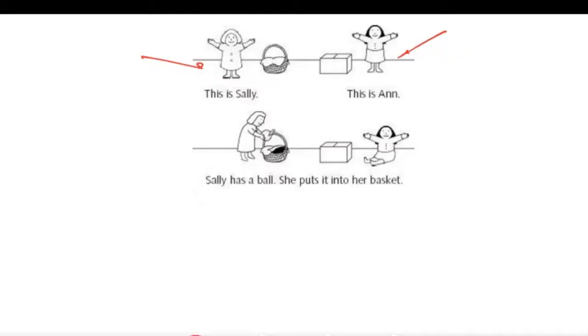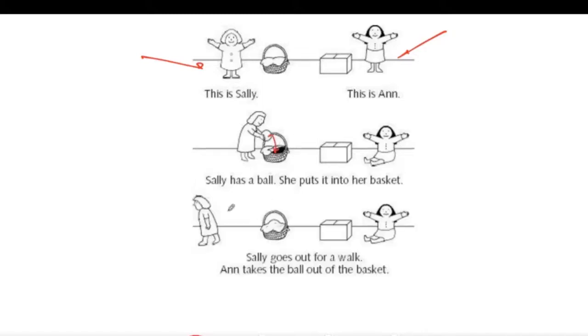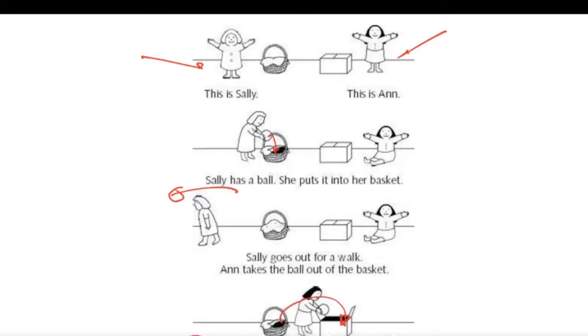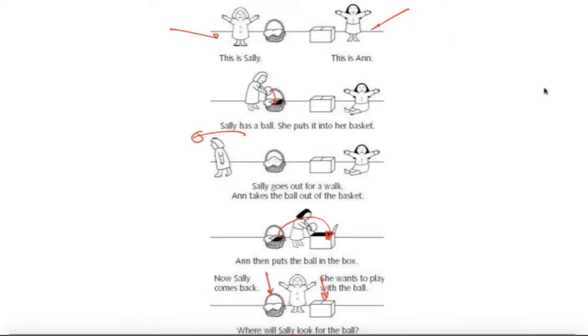This is Anne, this is Sally. So you can see there are two characters. Sally has a ball. She puts it into her basket here. Sally would leave, and then Anne would bring out the ball and put it inside the box. And now Sally is back. Where is Sally going to look for her ball, in the basket or in the box? Just answer in the chat space. Of course, she would look into the basket.